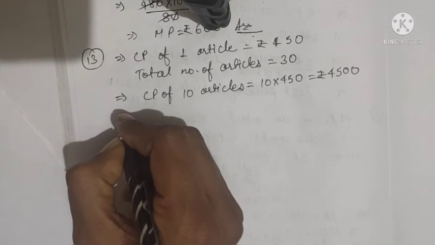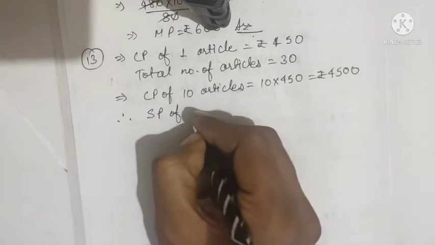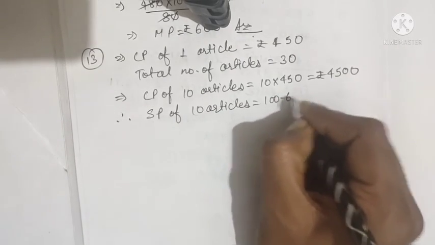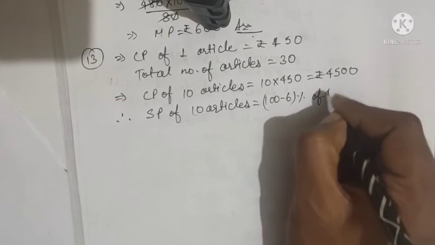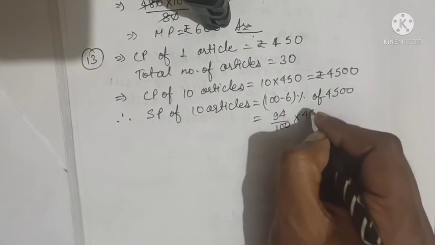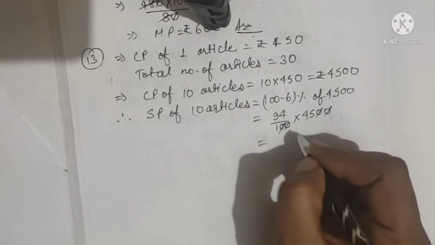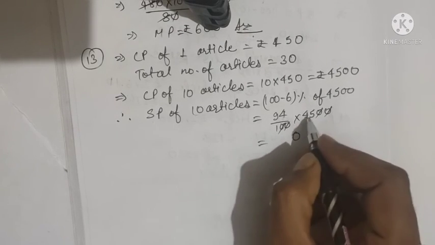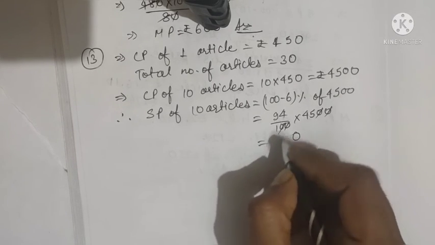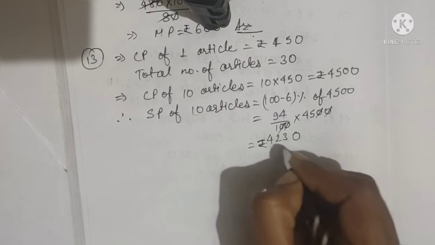Now since loss is 6%, hence SP of 10 articles will be equal to 100 minus 6% of 4500, which is 94 by 100 into 4500. 0 to 0 cancel. 45 into 4 is equal to 180, 18 carry. 45 into 9 is equal to 405, 405 plus 18 is equal to 423. Hence selling price of 10 articles is 4230.